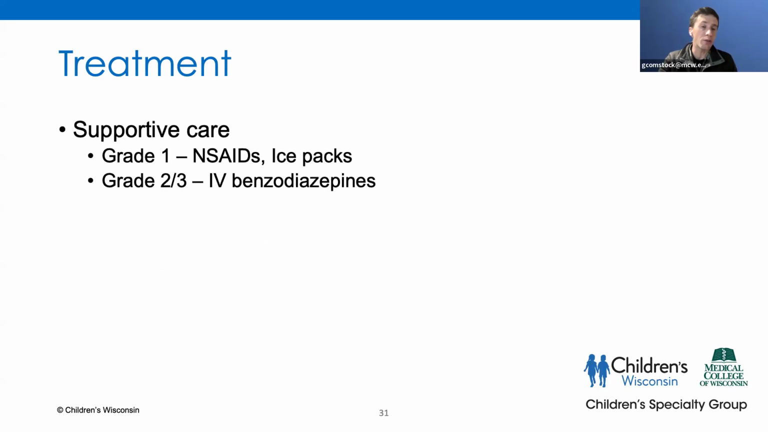Supportive care: a strong argument could be made that what is on the slide right now is the entirety of the care that's indicated for a Black Widow envenomation. For grade ones, you can give them NSAIDs if they need it for pain, ice packs for pain, but you shouldn't need to move beyond that. And then for grades two and three, it's IV analgesics, so IV benzodiazepines, IV opioids are going to be the things that people primarily lean into for pain and symptom control.